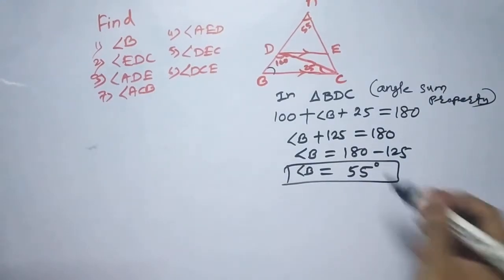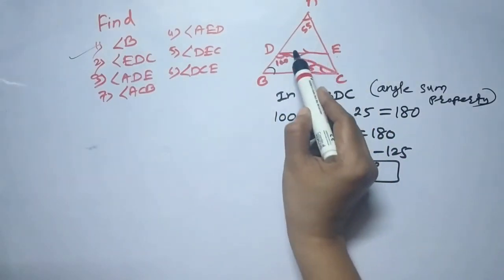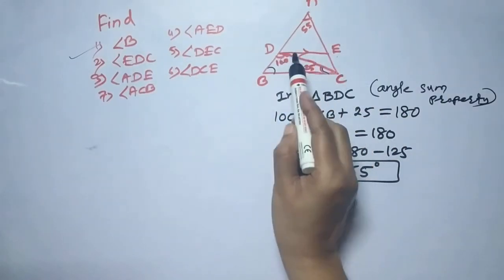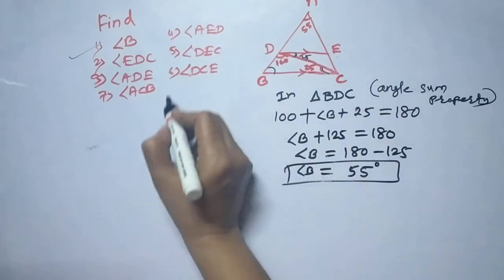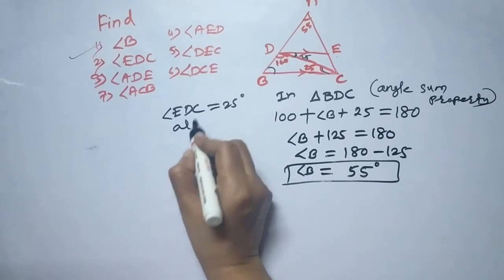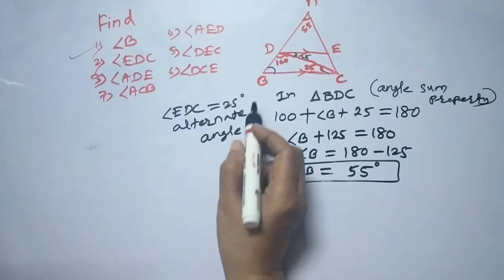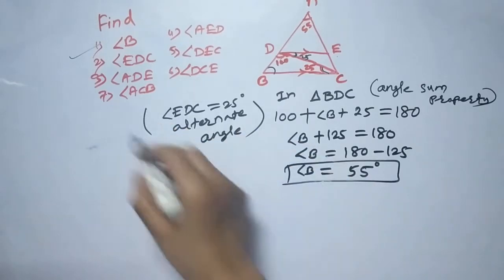So now we need to find out this angle EDC. EDC is this one angle. So friends, this is 25, so this is also going to be 25. So simply write down EDC is equal to 25. Alternate angles. And alternate angles are going to be equal.